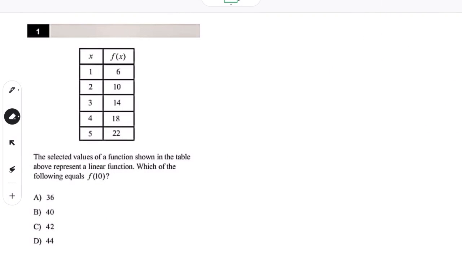In this problem, we want to know f of 10. So we can see here that f increases by 4 every single time x increases by 1. So we can build an equation, y equals mx plus b. This is the equation for a linear graph, by the way.